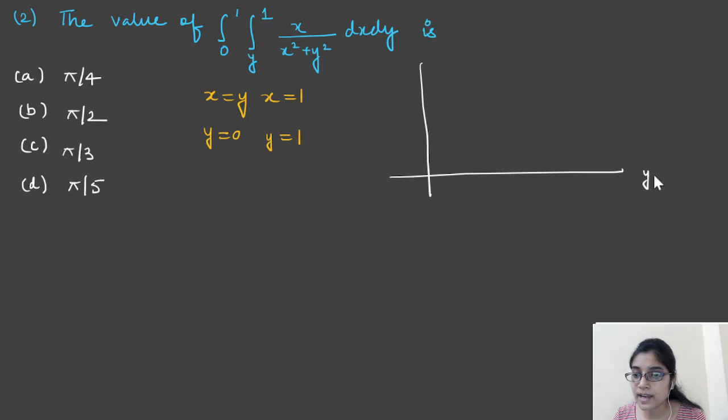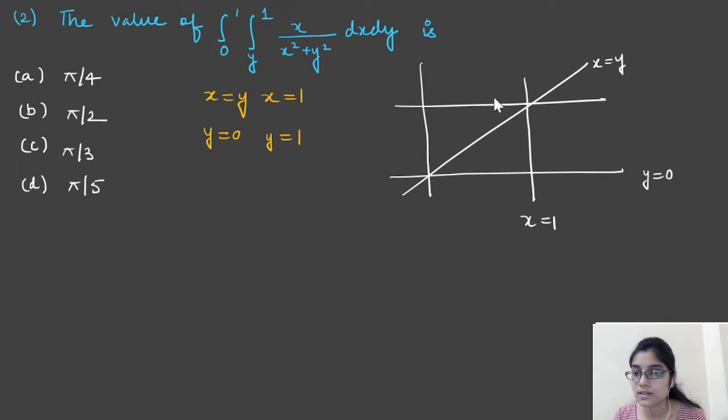This is your y is equal to 0, then this is your x is equal to y. Here you have your y is equal to 1, and this is your x is equal to 1. So your region is bounded between the line y equal to 0, x is equal to 1. I think after the 3 lectures I took, now you are very well understanding how we are getting the region of integration. Even if it is not clear, just look at the limit: y is from 0 to 1 and x is from y to 1. So obviously this is the region.